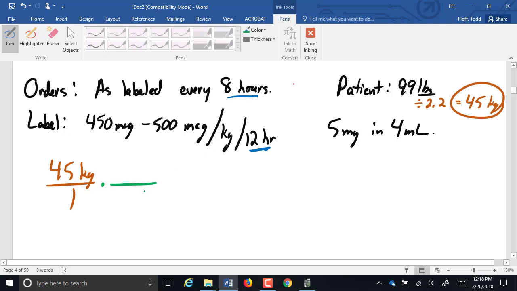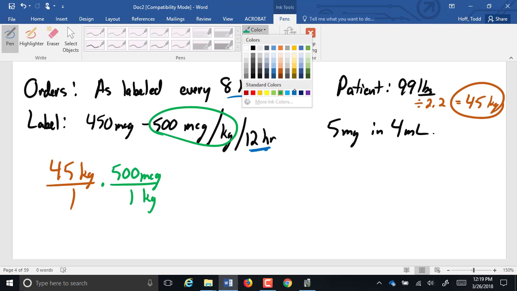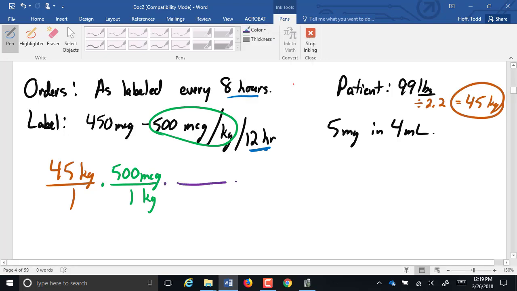So, kilograms on bottom, we're going to use the maximum again. This is 500 micrograms. We do need to convert micrograms to milligrams. So 1 milligram is 1,000 micrograms. If you just know that 500 micrograms is 0.5 milligrams, you could have just done that. Let's look at what we have so far. The kilograms have been canceled out. Micrograms have been canceled out. Right now we're in milligrams.